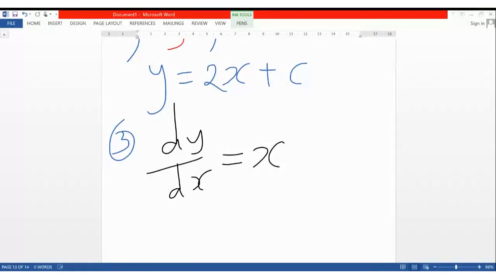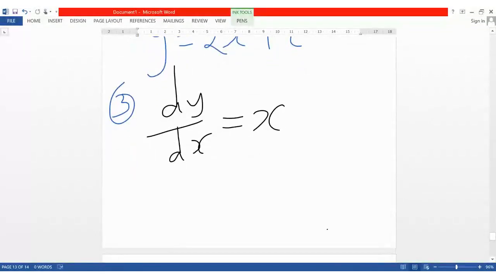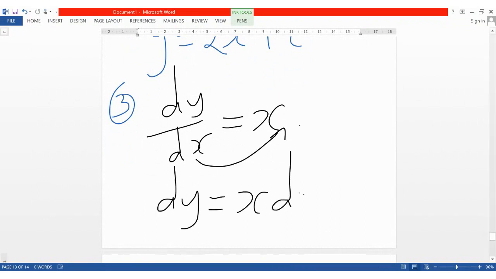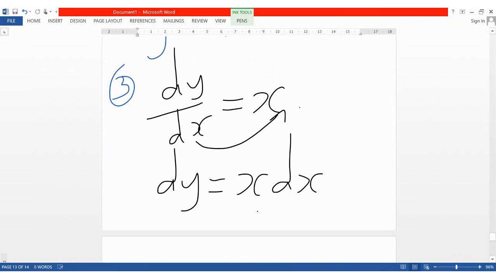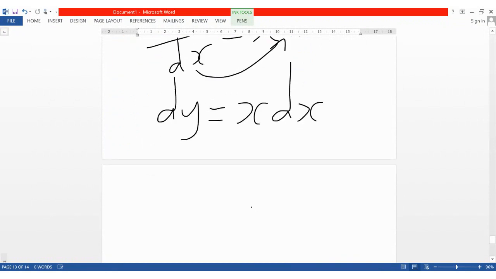So if I do it, first of all, I'll cross multiply this one to come there. So I'll have dy is equals to x dx. Then I'll integrate both sides. I'll integrate dy is equals to x dx. Integrate both sides. Integrate dy, you get y.